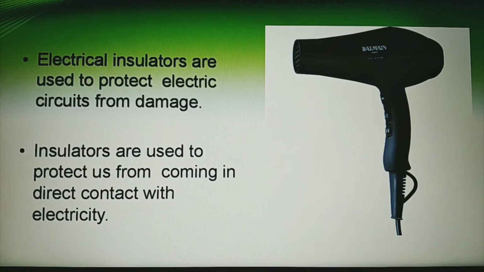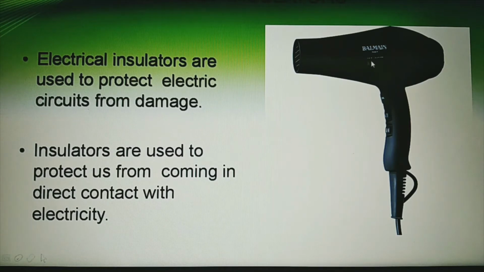So let's go. What are the uses of insulators? Why do we need insulators? Electrical insulators are used to protect electric circuits from damage. Look at this picture. Can you see the circuit? No. What can you see? Plastic, rubber, or whatever it is that is covering the circuit. So if anything happens, maybe this appliance suddenly falls, the circuit will not be affected first. What will be affected is the cover, which is the insulator. Most times insulators are used to protect the circuit inside of the appliance.